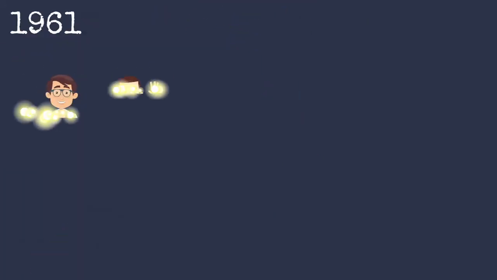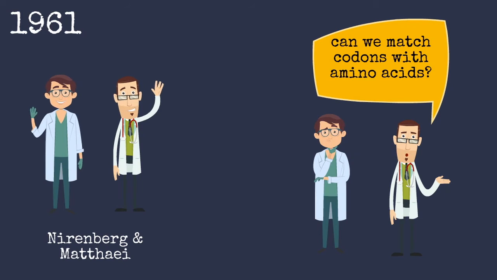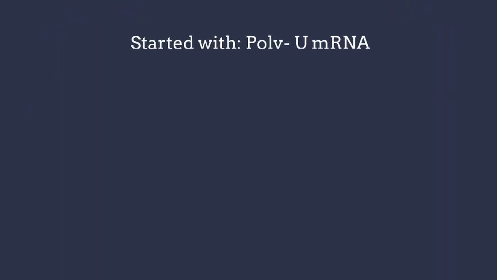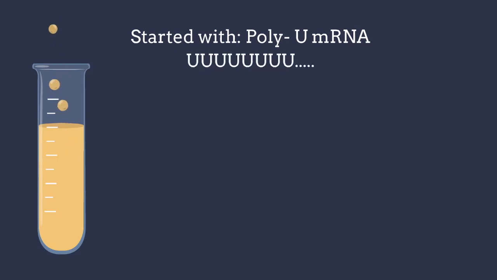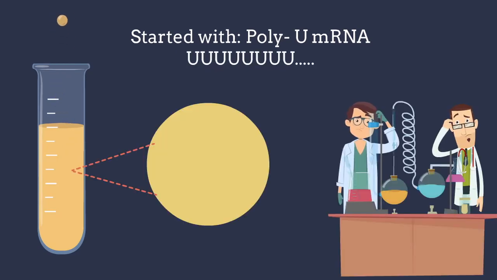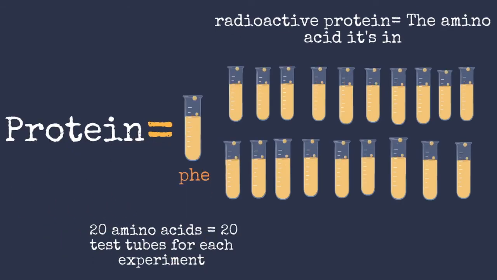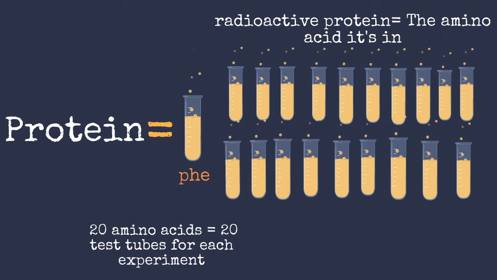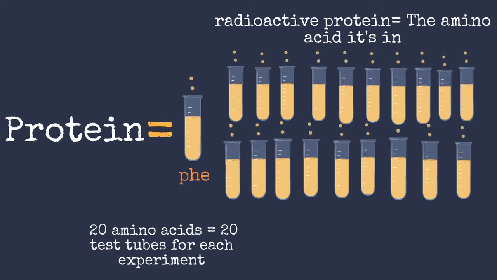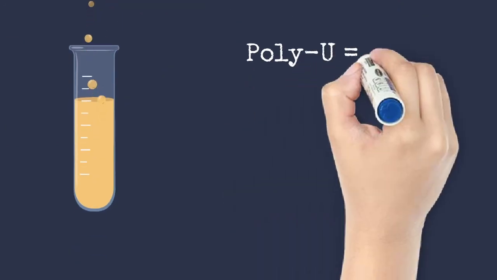In 1961, Nirenberg and Matthaei decided to do an experiment to see if they could match the codons with the amino acids. They started with the poly-U mRNA, which is a strand made up of many of the base uracil, and added it to a test tube that contained a cell-free translation system and mixed it with each individual amino acid. If the protein is radioactive, then the labeled amino acid must be in the protein, and the codon codes for that amino acid. From this experiment, the only time they could make a protein was with the amino acid phenylalanine. This meant that the poly-U mRNA codes for the amino acid phenylalanine.